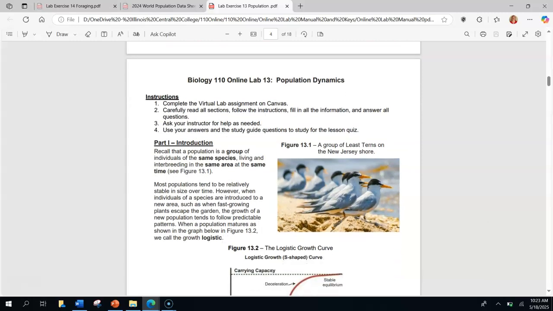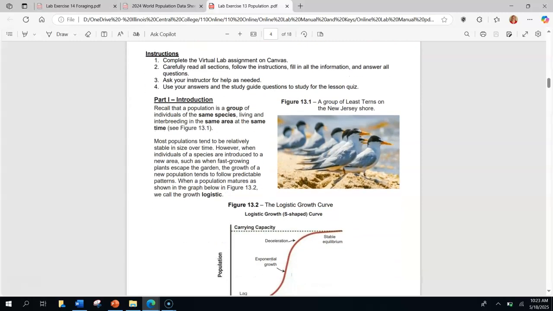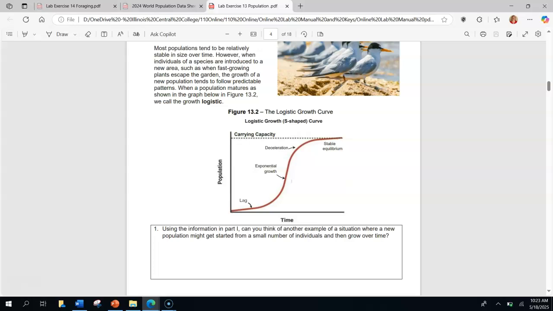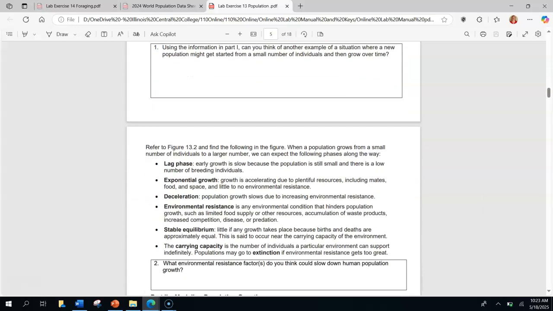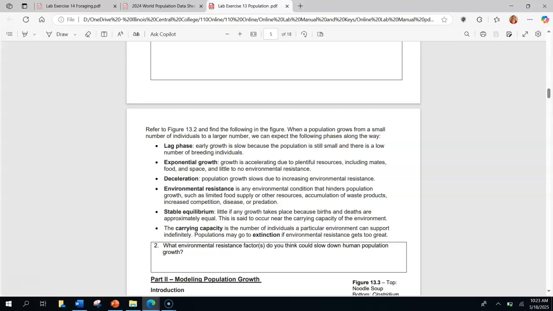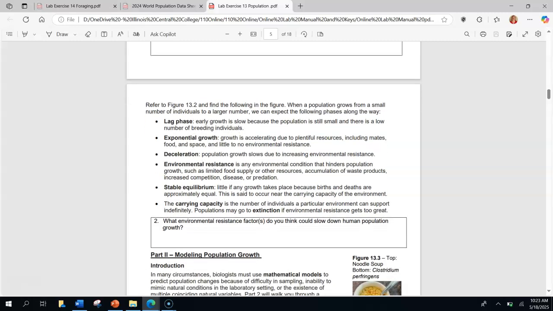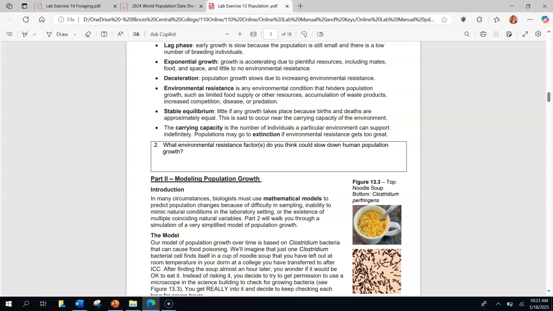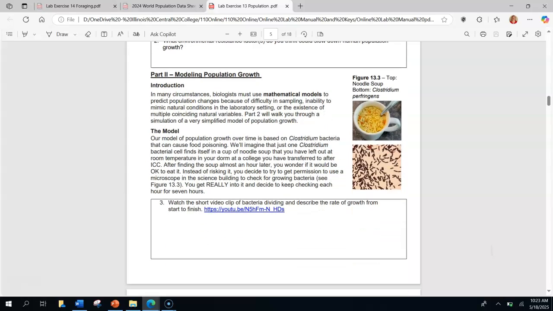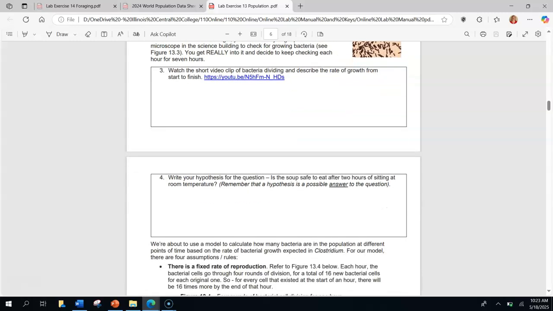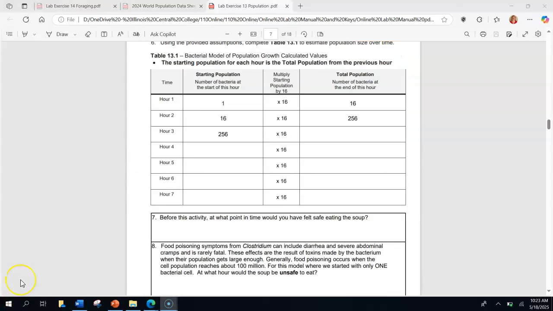You're going to read the information on population, look at the different graphs, and answer the questions. Make sure you know the different phases of the graphs, things like growth phase, exponential phase, etc. As we continue to go through here, you're going to do a little model on population growth. We're going to continue to scroll. You're going to use what you learned in the lab to fill in this table.